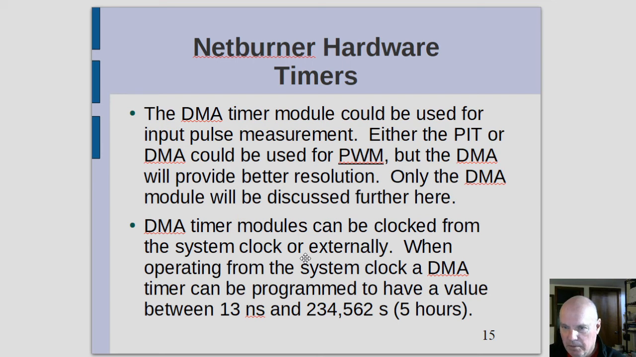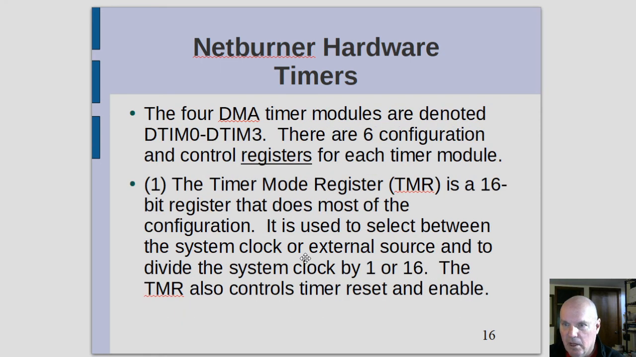But when driving it from the system clock, it can be programmed to have a timeout value of anywhere between 13 nanoseconds and 234,562 seconds, which is about 5 hours. Okay. The 4 DMA timers are denoted DTIM0 through DTIM3. All 4 of these are available. Remember, it's one of the PIT timers that's used for the tick timer.